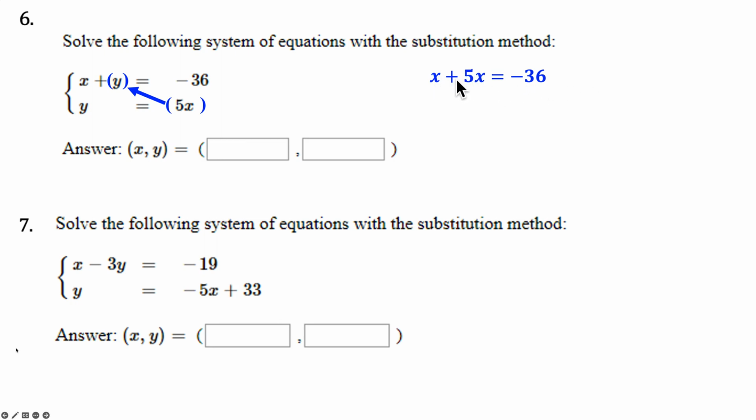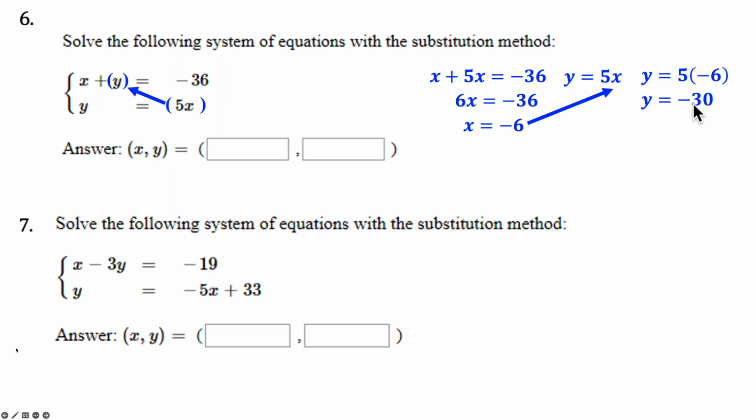Combine the two terms. That gives me a 6x. You can solve for x by dividing negative 36 by 6. You get a negative 6. Then take that first step equation, y equals 5x. Now we put negative 6 in for that x. 5 times negative 6 is negative 30. There's my solution. If you want to check it, negative 6, negative 30, combines to be negative 36. Negative 30, 5 times negative 6, negative 30.